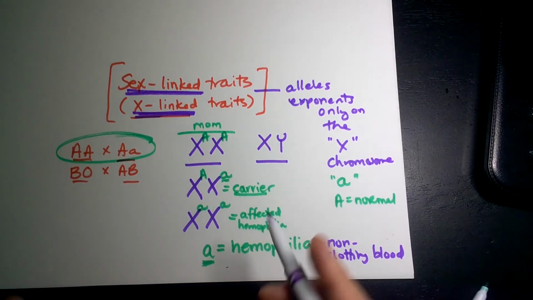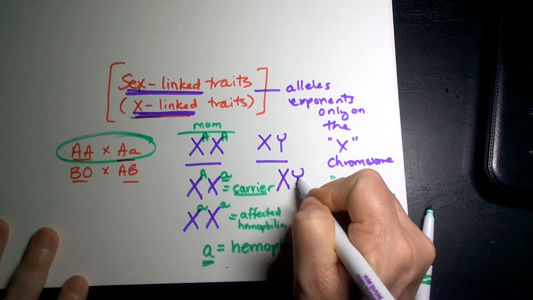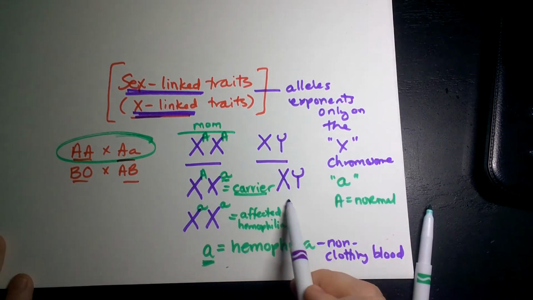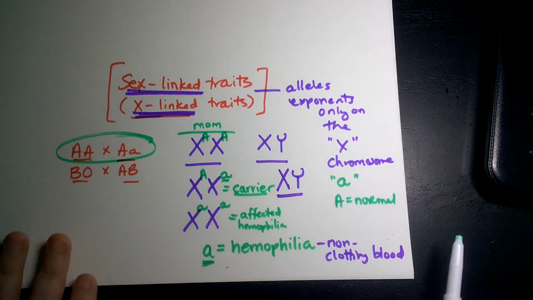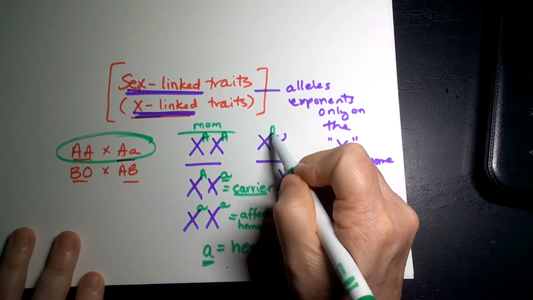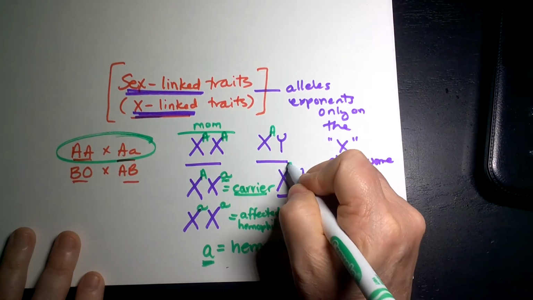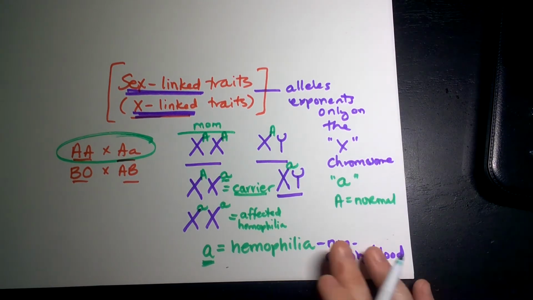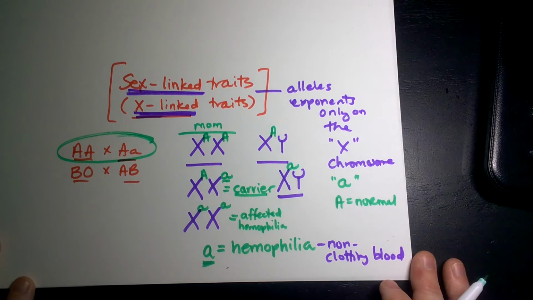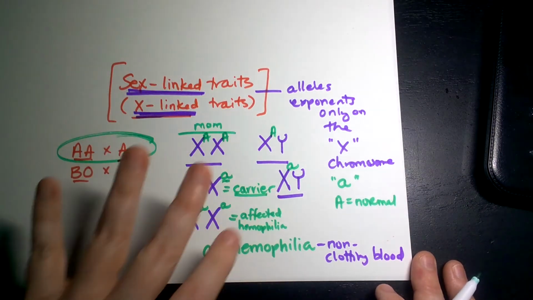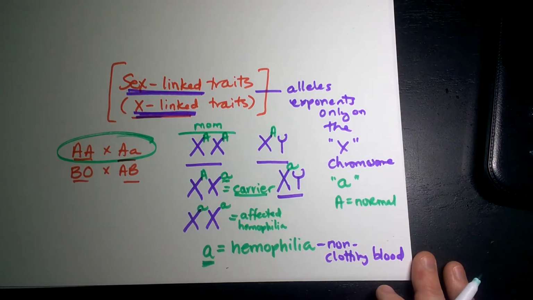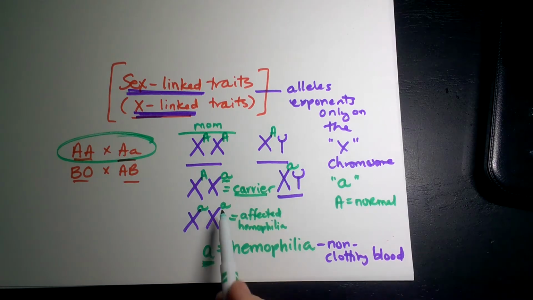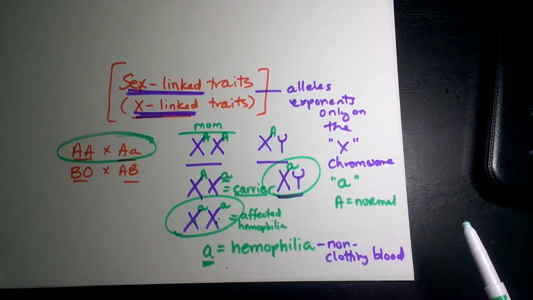Males, because they only have one X chromosome, the Y chromosome is actually not involved in this trait. So males either are normal or they have hemophilia. Sex-linked traits are typically more commonly recognized and seen in males, and that's because they really only have to get unlucky once. Females have to inherit the characteristic from both of your parents. Males only have to inherit it from one parent.